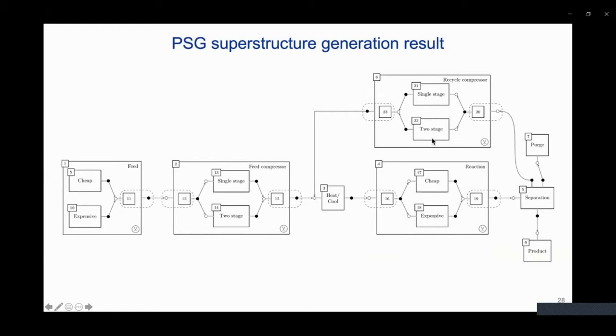The main point here is that, in the past, we typically would take a problem and ourselves translate that superstructure into a diagram like this one. The beauty with Pyosyn, with what she has done, is that this superstructure is generated automatically simply by describing what the units are, what the different options we want to consider are, and what the different qualifications are that apply for the species and the temperatures and other items.